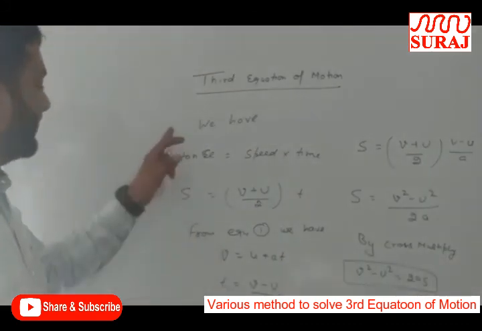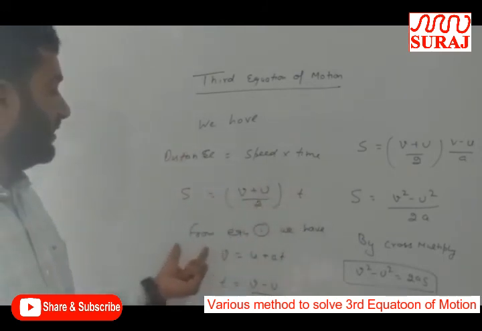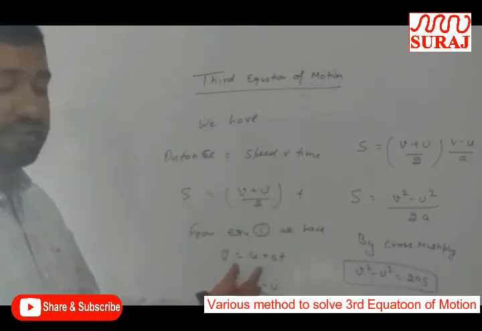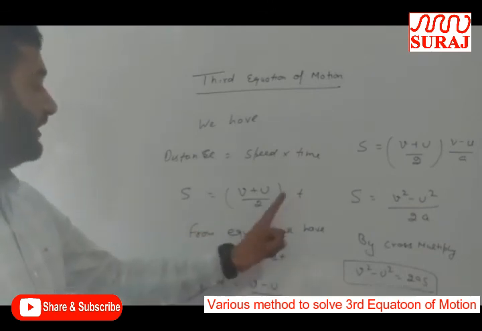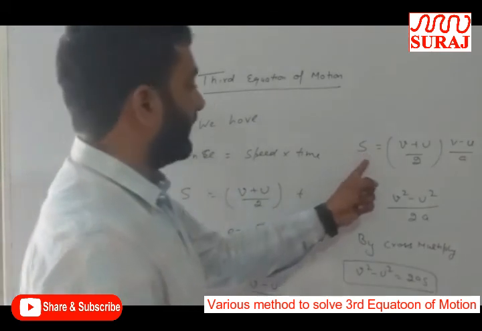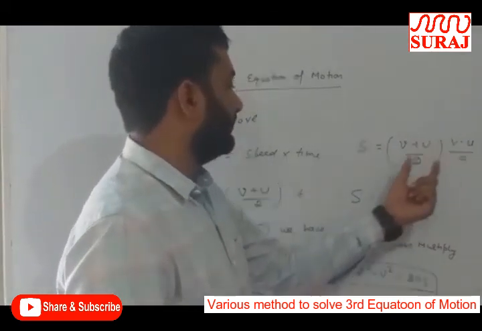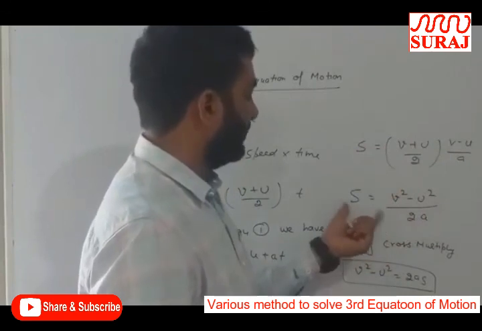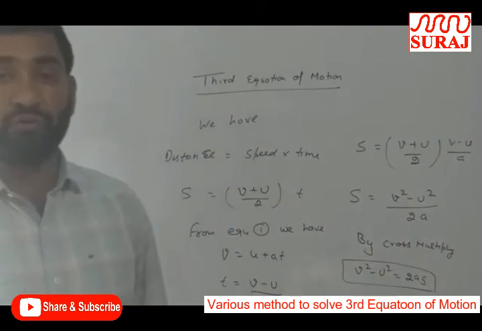Dear students, in the second equation there was s is equal to (v plus u) by 2 times t, and from the first equation we know that v is equal to u plus at, so t is equal to (v minus u) by a. Put the value of t in this equation, so s is equal to (v plus u) by 2 into (v minus u) by a. From here (v square minus u square) by 2a is equal to s, so by cross multiply v square minus u square is equal to 2as.